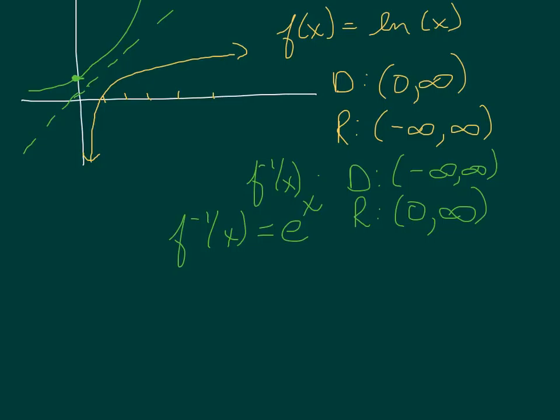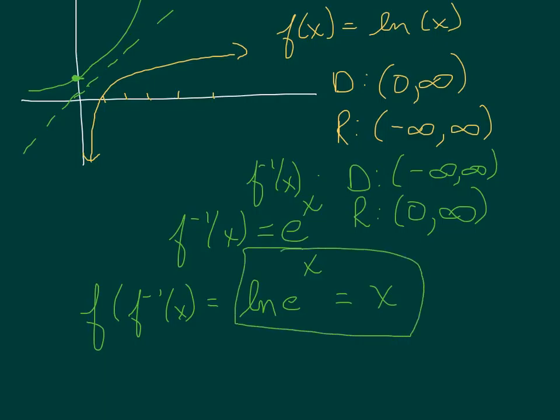But if f of x is the natural log of x and its inverse is e to the x, then we know that the composition of the function with its inverse is going to be the natural log of e to the x, and that has to equal x. All right, this is one of those identity things that we talked about last year. Anytime you see the natural log of e to something, then these two always match.